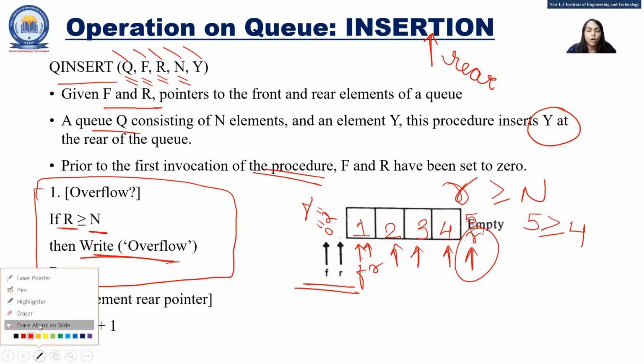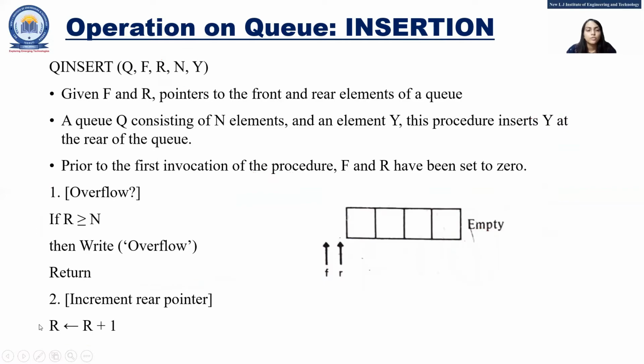Now students, what if the queue is empty? Then we simply have to increment this pointer.